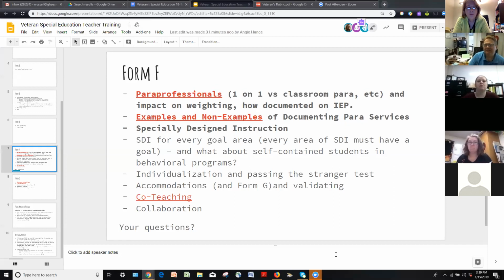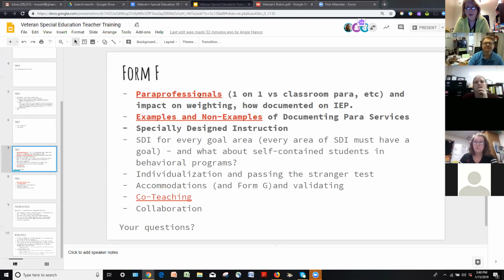And again, we all know the importance of paraprofessionals for kiddos. The ones that are supporting those with medical needs aren't quite as tricky as the ones who are needed to support students with behavioral needs. So we do have an article that we're going to have you jigsaw, and we're going to do this through a series of breakout rooms.